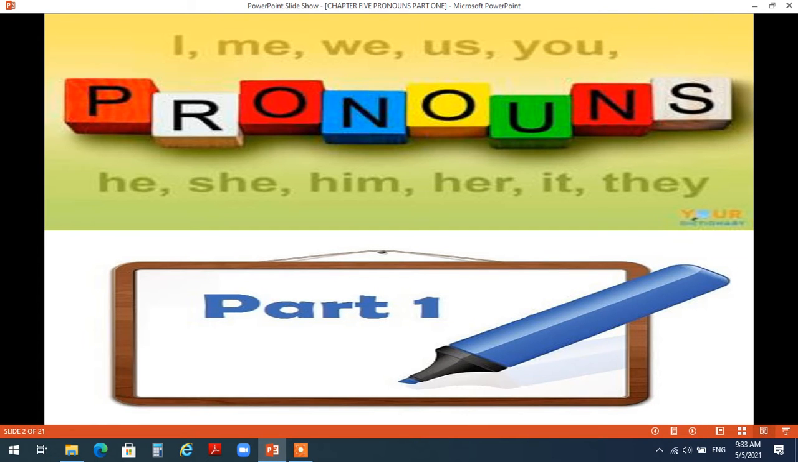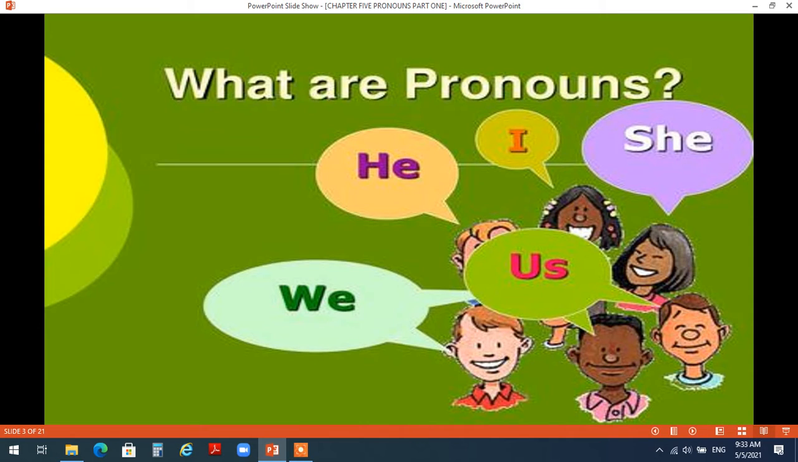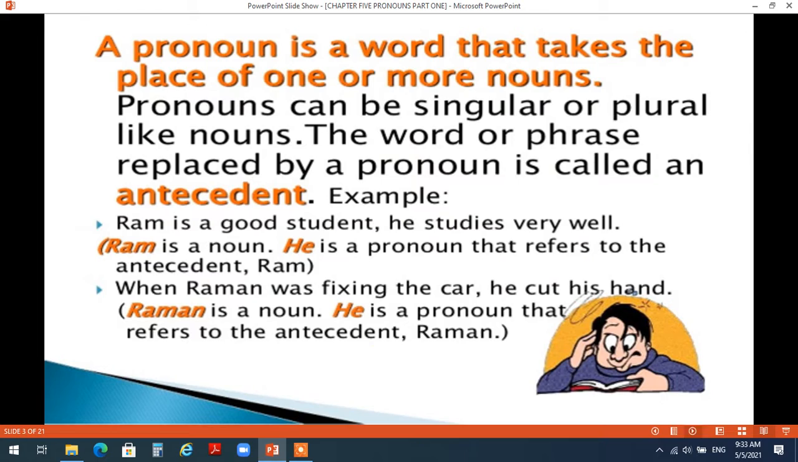Today's lecture will discuss the following topic, which is entitled Pronouns. And in this lecture, we are going to discuss part 1 of this topic. First of all, we need to give some basic or simple definition of the term pronouns so that we can know what we mean by this term or how we can define pronouns.